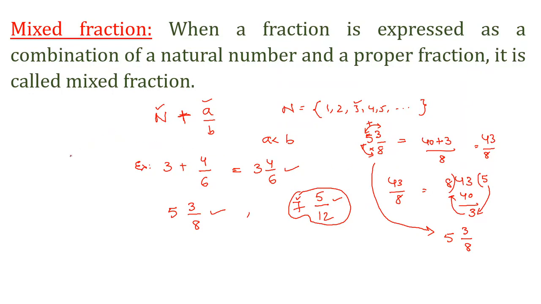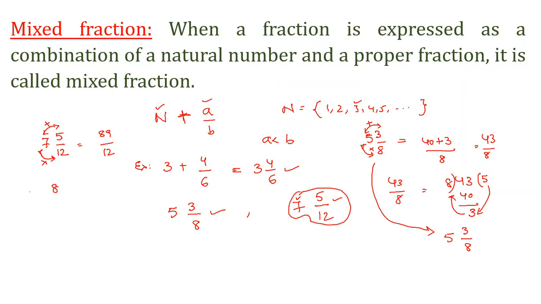See one more example, 7, 5 by 12. How to convert this? What is the procedure? First multiply these two, add that result to the numerator, and write the denominator as it is. 12 sevens are how much? 84, plus 5, 89 by 12. This is the conversion of a mixed fraction into an improper fraction.